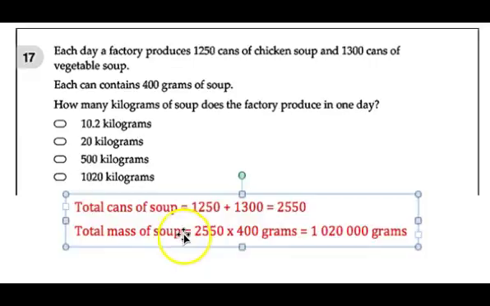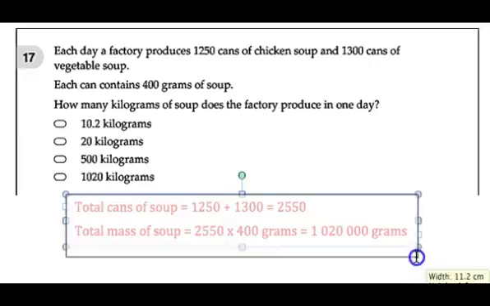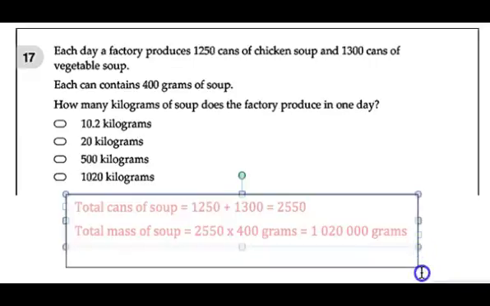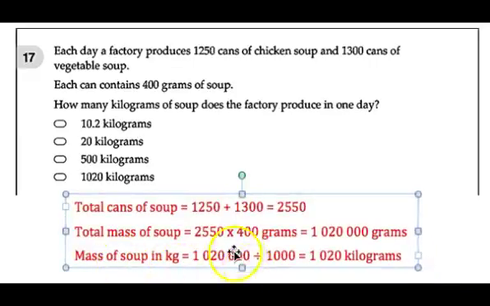Now the total mass of soup is 2,550 times 400 grams, which is 1,020,000 grams. And now we know that there are 1,000 grams in a kilogram. So the mass of soup in kilograms, we would divide the 1,020,000 grams divided by 1,000, which gives us 1,020 kilograms.